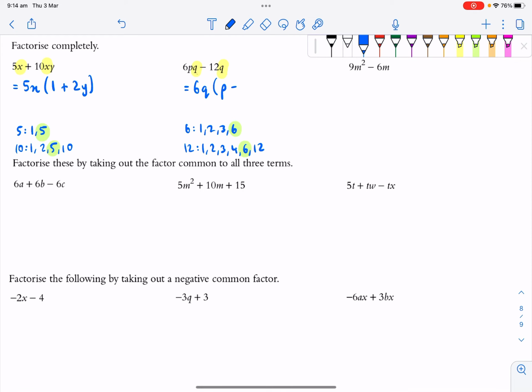Then we have minus. And now we do 12 divided by the number, which is 2. The q has been taken out, so there's no need for that. And that's it. There's nothing else to do. And that's my answer.